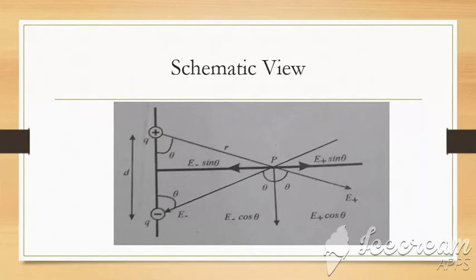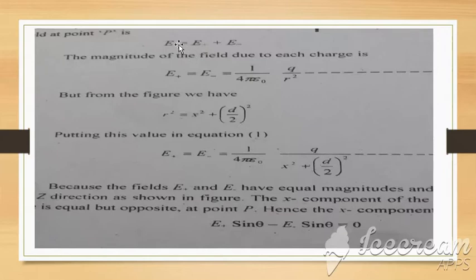Now moving towards finding the mathematical expression of the electric field due to a dipole, E is equal to the total electric field at point P. This is equal to E plus, adding E minus. The magnitude of the field due to each charge is the same. E positive is equal to E negative is equal to 1 over 4 pi epsilon naught q over r square. This is the expression of the electric field.